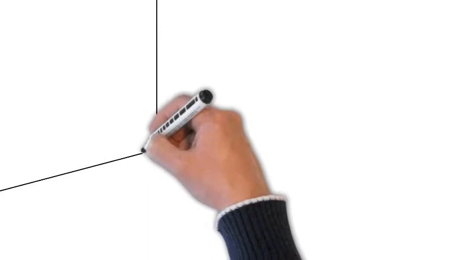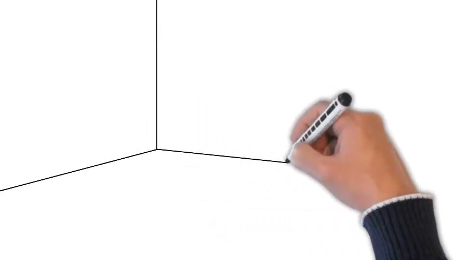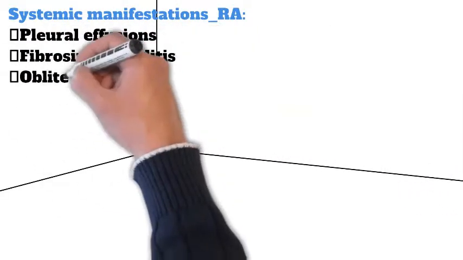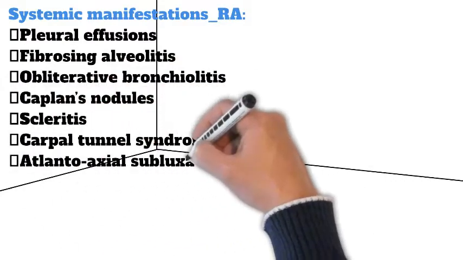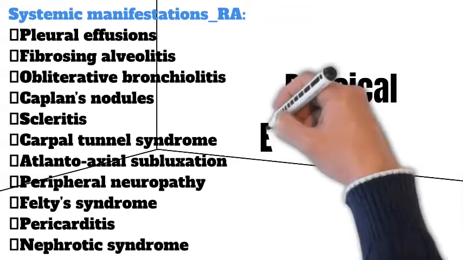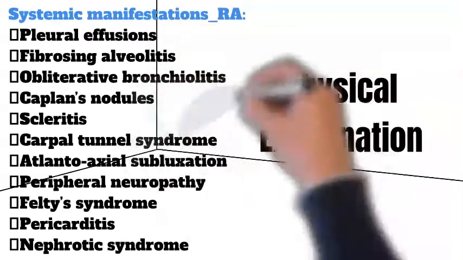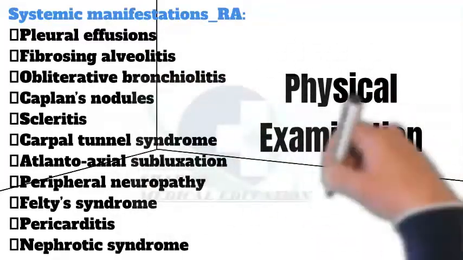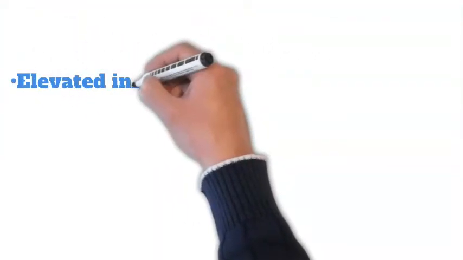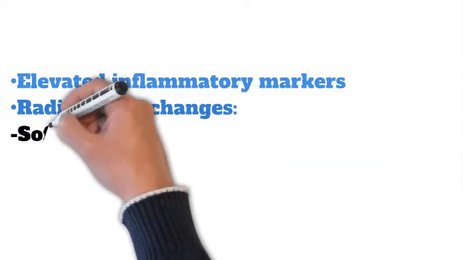Meanwhile, assess for systemic manifestations of rheumatoid arthritis, including pleural effusions, fibrosing alveolitis, obliterative bronchiolitis, Caplan's nodules, scleritis, carpal tunnel syndrome, atlantoaxial subluxation, quadriplegia, peripheral neuropathy, Felty's syndrome, pericarditis, nephrotic syndrome. Now it's the time to tell the patient about the management part, including investigations and treatment.